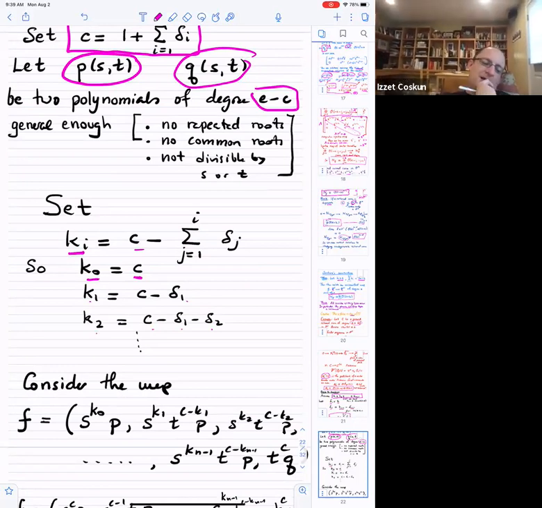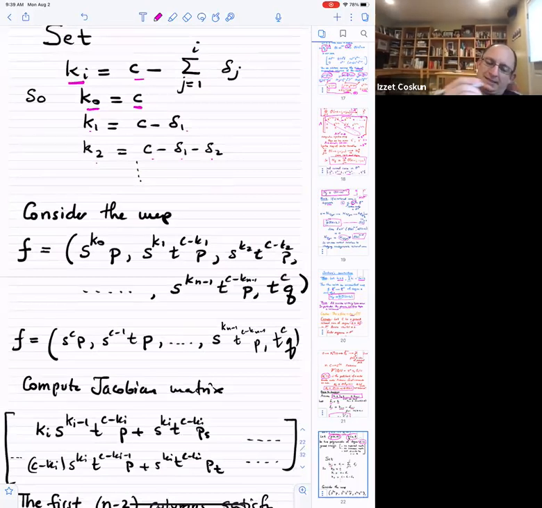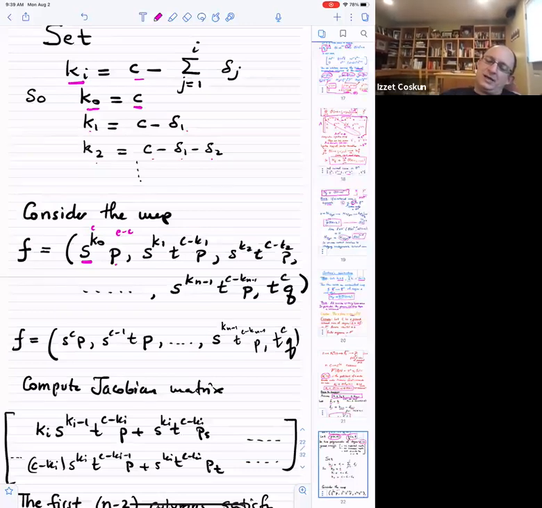Okay. All right, once you set it up like this, then the map you look at is this. You do s to the k_0 p. So you see this had degree e minus c. This is c, so this has degree e. So the curve will have degree e here. Then you do s to the k_1, t to the c minus k_1, p, all the way to s to the k_{n-1}, t to the c minus k_{n-1}, p.